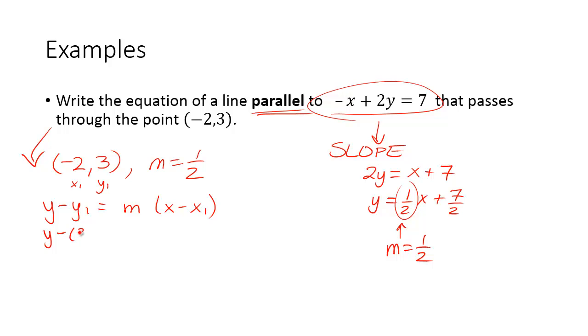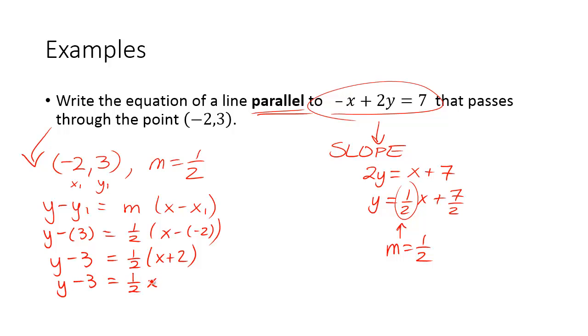So we've got y minus 3 equals 1/2 times x minus negative 2. So you've got y minus 3 equals 1/2 x plus 2. We also have to distribute this 1/2 in. We can do that at any time. Let's just do that first. So 1/2 times x is 1/2 x. 1/2 times 2 is 1. Now we add 3 to both sides and we have y equals 1/2 x plus 4.